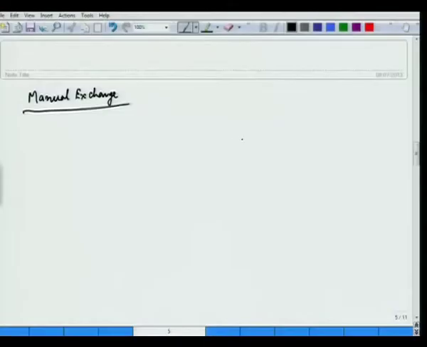Manual exchanges were typically very simple. These are all analog, there is nothing digital here. A simple voice is just captured and transmitted. Usually in this case, I have given telephone instruments at various houses, and they are connected to an exchange.